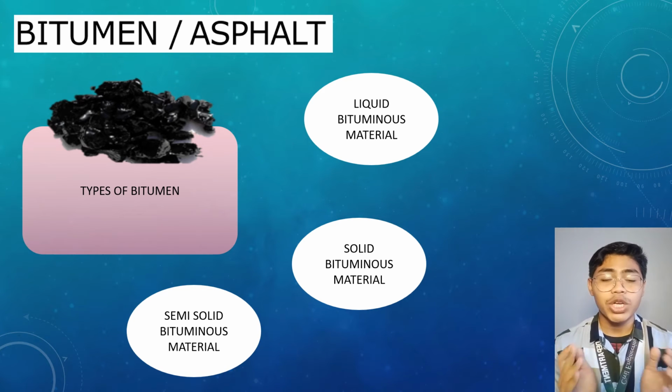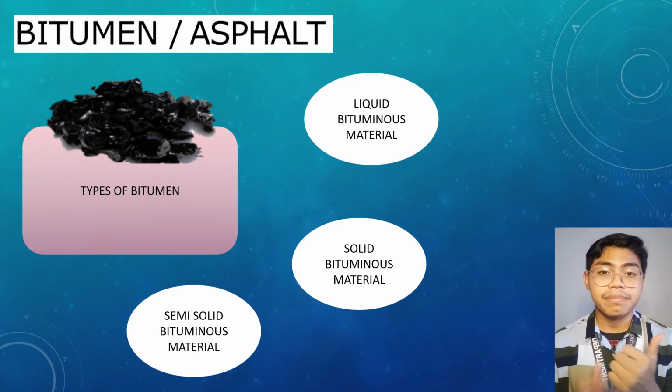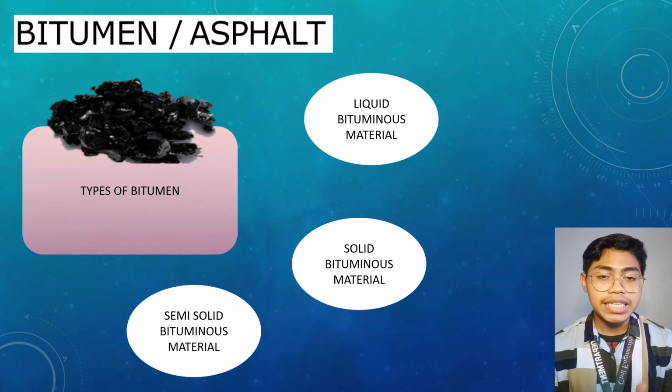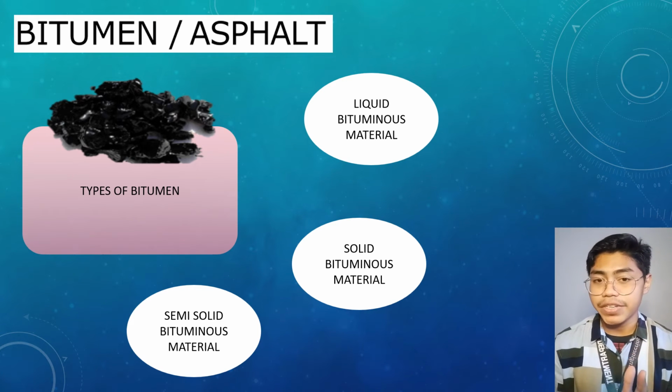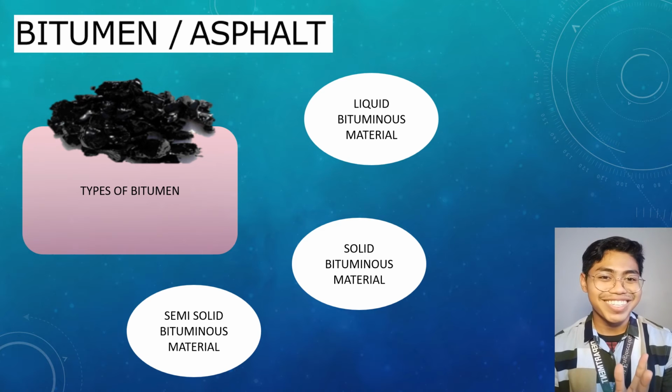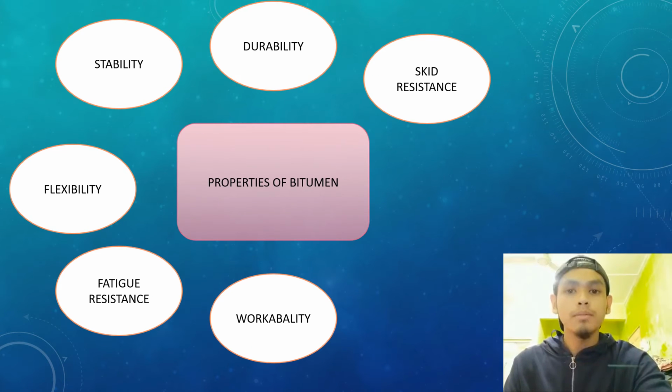So what are the bitumen or asphalt types? First, we have solid bituminous material. Secondly, we have semi-solid bituminous material. Thirdly, we have liquid bituminous material. There are many properties of bitumen.